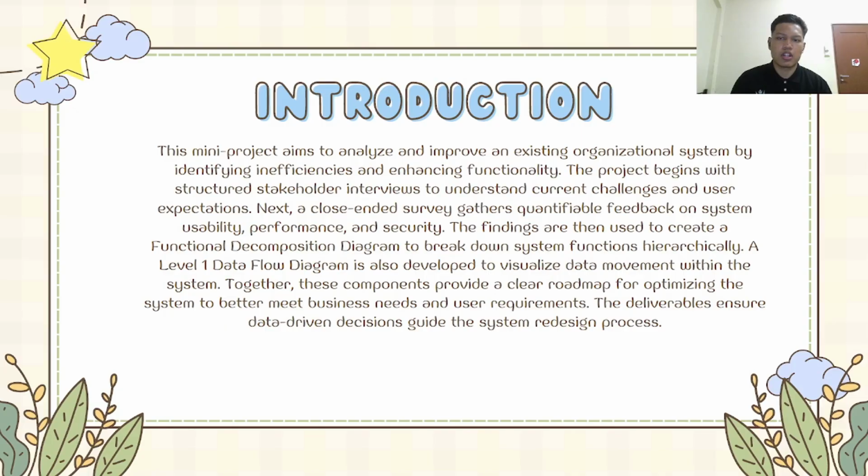The findings are then used to create a functional decomposition diagram to break down system functions hierarchically. A level 1 data flow diagram is also developed to visualize data movement within the system. Together, these components provide a clear roadmap for optimizing the system to better meet business needs and user requirements. The deliverables and data-driven decisions guide the system redesign process.